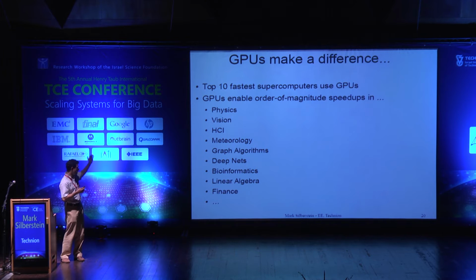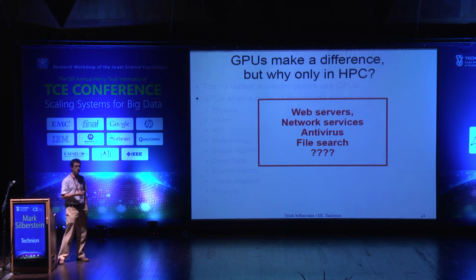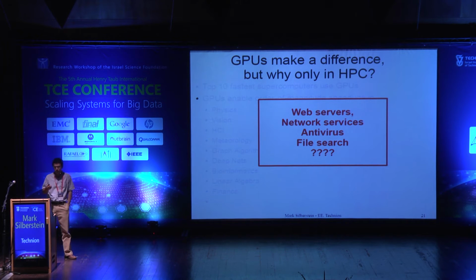Right, so there's a long list of applications that I can continue further, but what you are not going to find in this list are applications that you and I use every day, right? For example, web search, web services, network services, antivirus, file search. Those are pretty parallel applications, and GPUs were shown to be very beneficial for accelerating them, but you're not seeing them in this list. Why is that?